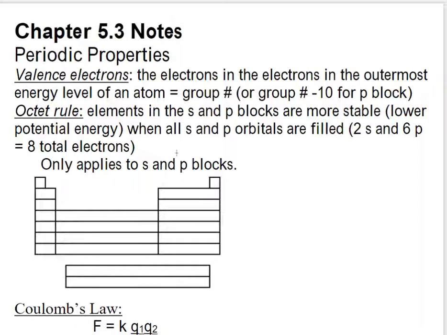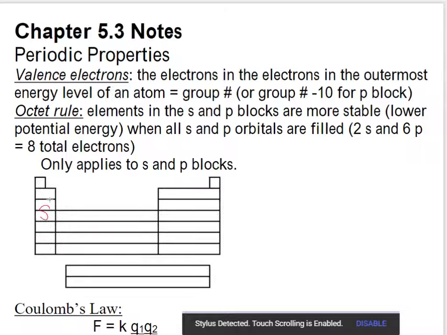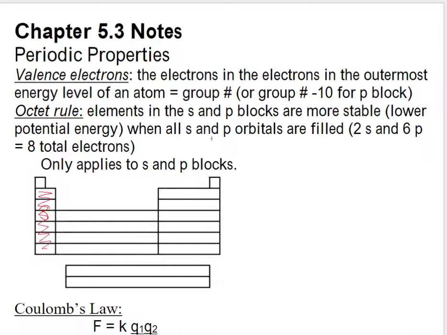All right, the octet rule says that elements in the S and the P blocks are more stable, which means they have lower potential energy, so their energy goes down when all of the S and the P orbitals are filled. So here is my S block over here. Okay, so all of these are the S elements. That's our S block. It includes hydrogen and helium over here.